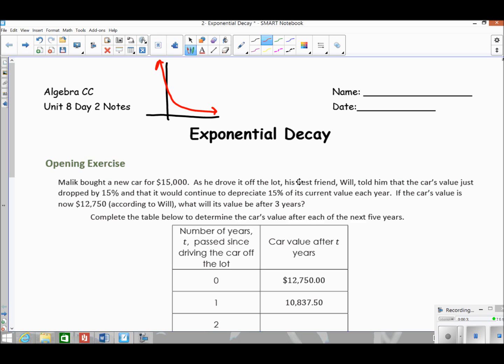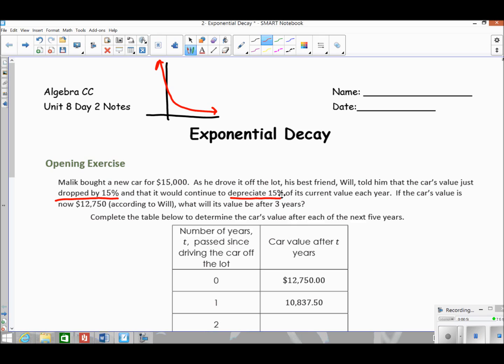If we look at this opening exercise here, Malik bought a new car for $15,000. As he drove it off the lot, his best friend Will told him that the car's value just dropped by 15%, and it would continue to depreciate 15% of its current value each year. If the car's value is now $12,750, according to Will, what will be its value after 3 years?